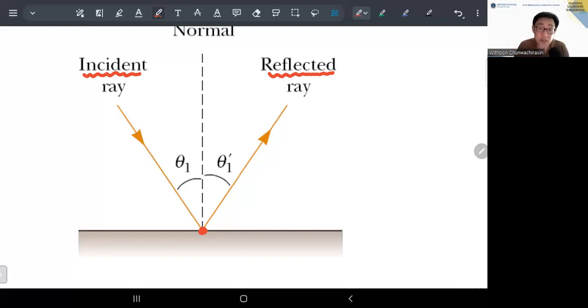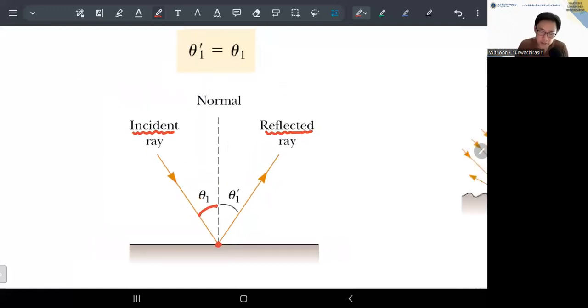Now, to tell the direction of the incidence and reflections, we make a measurement of the angle. The only thing you have to agree with is that you first draw a line that is perpendicular to that interface. We call this the normal line. This is a convention: whenever you want to measure the angle, you make the measurement with respect to that normal.